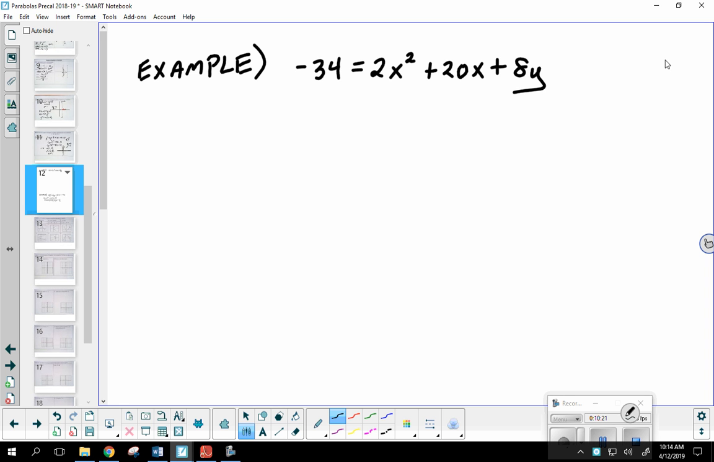Quadratic. Okay. We need the quadratic, the squared term, and we need a linear term. Okay, just the single x. So we have an x squared and x.